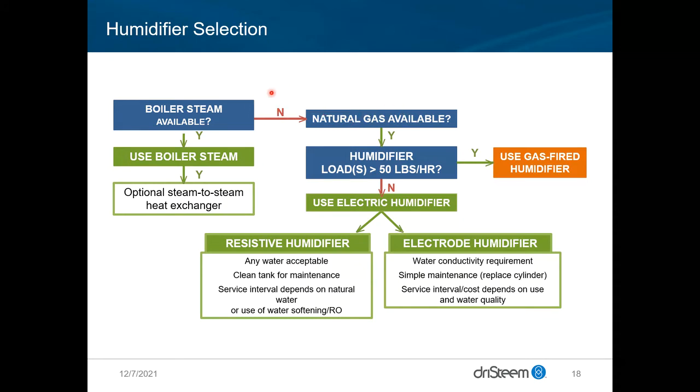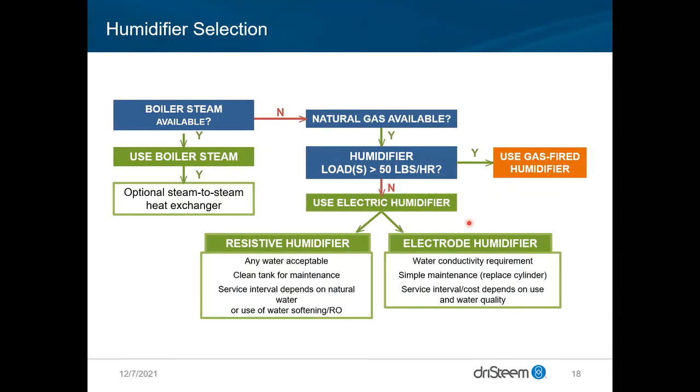So if we are not going to use boiler steam, do we have gas? That is your most energy efficient option. They have larger capacity, so you have a bigger range you can supply and satisfy, especially above 50 pounds an hour. Those are becoming much more cost effective. You can typically get away with one generator versus multiple electric ones, which is why we recommend that once you get into the above 50 pounds.